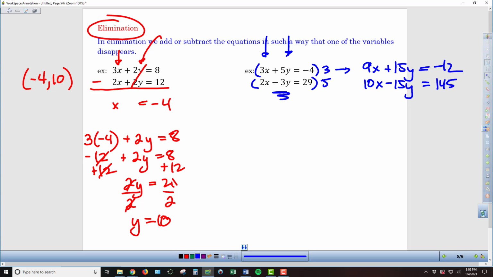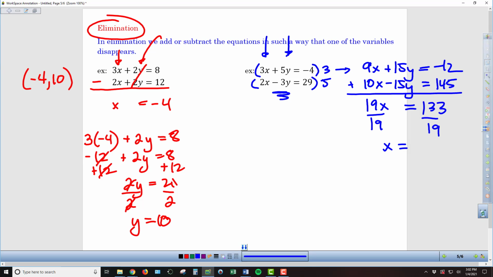And so now I can go ahead and add these equations since the y's have the same number but just different positive negative signs. So by adding those two equations, the y's will disappear. So I get 19x equals, and then over here we have negative 12 plus 145 is 133. So then our last step is to divide both sides by 19.